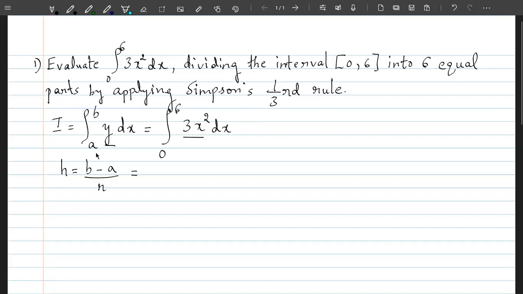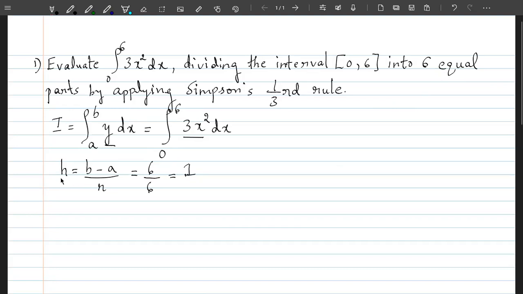You already know what b is in this case. b is nothing but the upper limit of the given integral, which here is 6, and a is the lower limit of the given integral. So what should b minus a be? It should be 6 minus 0, which is 6, divided by n. n is the number of equal parts of the interval, which is clearly given in the question as 6. So 6 by 6, the value of step length or width h is 1.